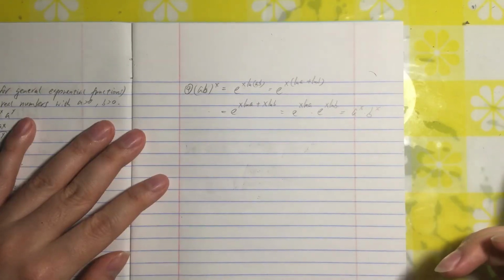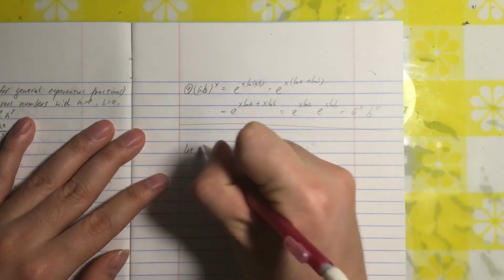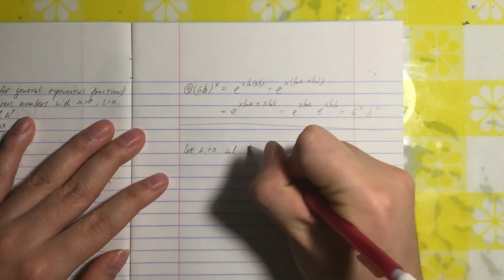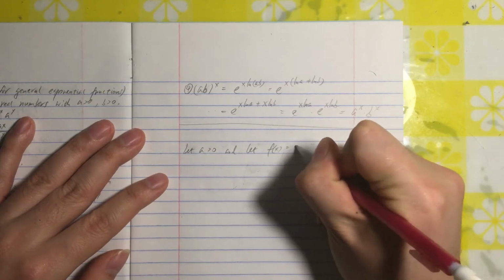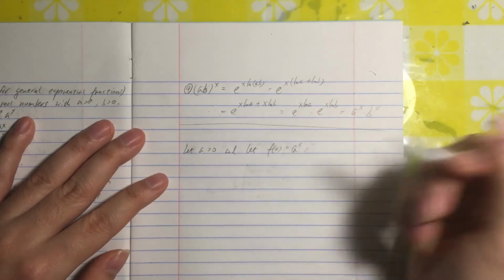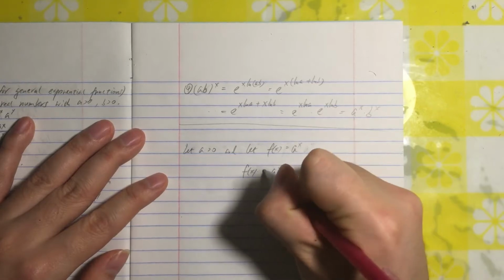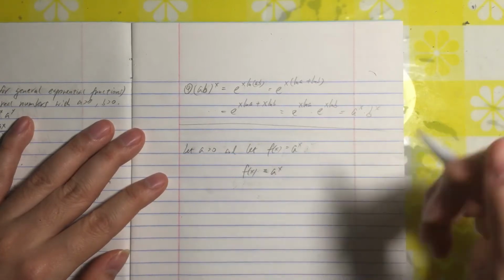Next, let me introduce the derivative of the general exponential function. Let a be a positive real number, and let f of x be the general exponential function a to the power of x. How can we take derivative for this function? In order to take derivative, I can first of all apply Ln to both sides.